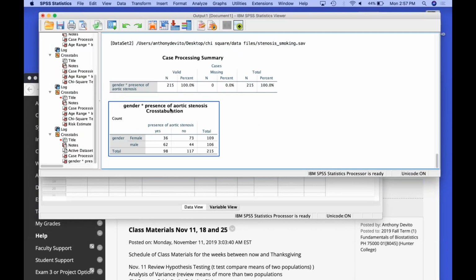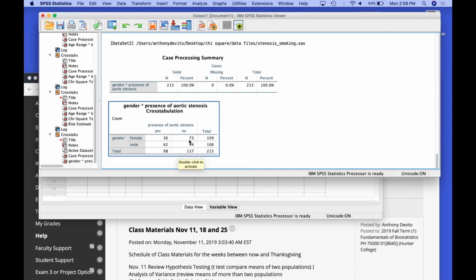We have gender versus the presence of aortic stenosis. So we have 109 females and 106 males, and it looks like 36 out of 109 females have aortic stenosis, and 62 out of 106 males have aortic stenosis. So it looks like the actual rate at which people get aortic stenosis in this population is 98 out of 215. If I combine these, there's really 215 people, 98 of which have stenosis if I ignore what their gender is.